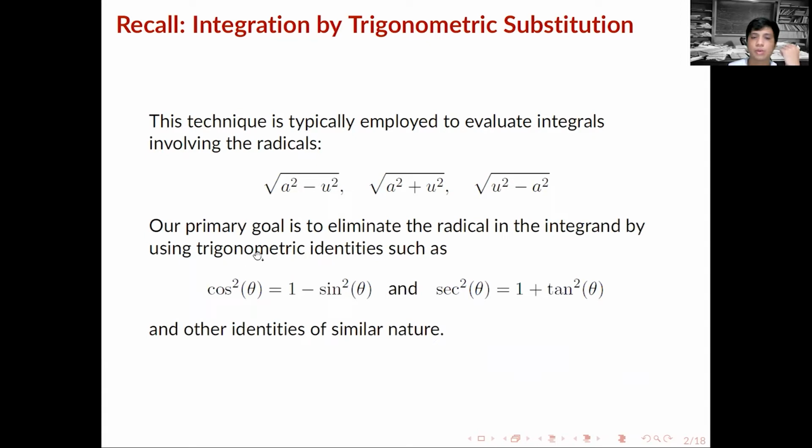The primary goal of this technique is to eliminate the radical in the integrand by using trigonometric identities that we know, such as these two, or other identities of similar nature. Now let's begin examining each of the three cases.